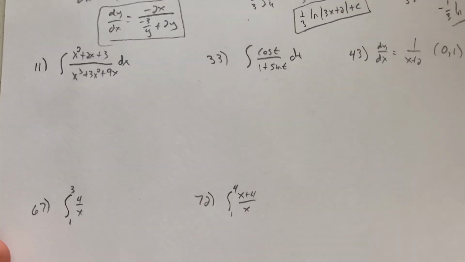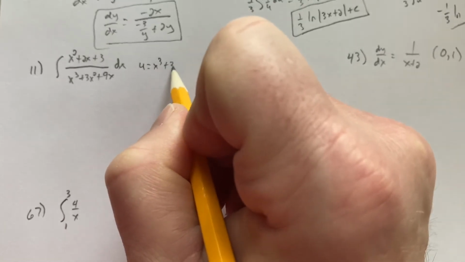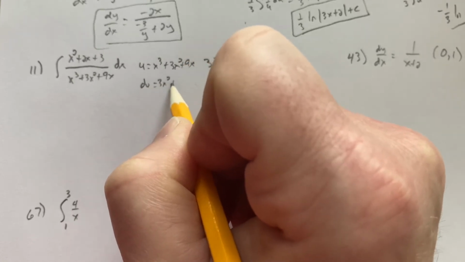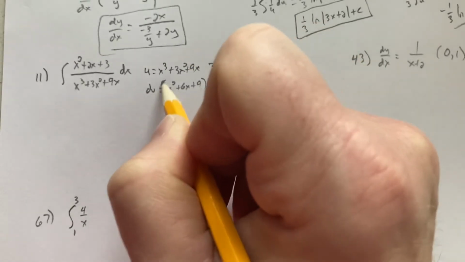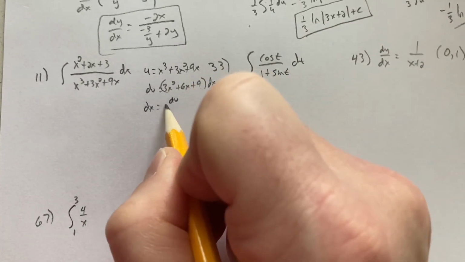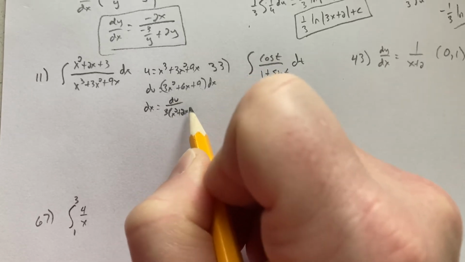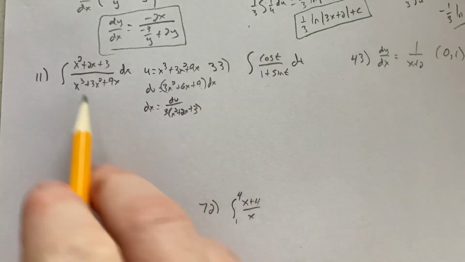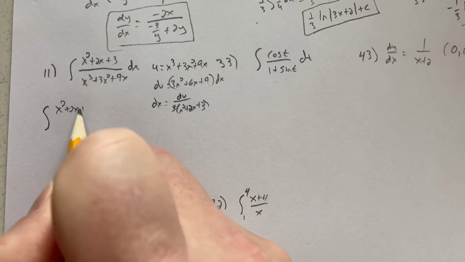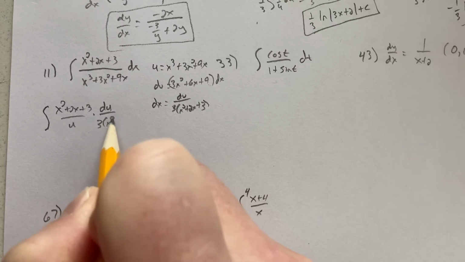Same idea on number 11, just getting used to that u sub again. So u in this one is x cubed plus 3x squared plus 9x. That means du is going to be 3x squared plus 6x plus 9 times dx. So dx will be du over this, and I'm going to pull a 3 out: x squared plus 2x plus 3. Because then when we come back over here, we're going to have the x squared plus 2x plus 3 over u times du over 3 times x squared plus 2x plus 3.